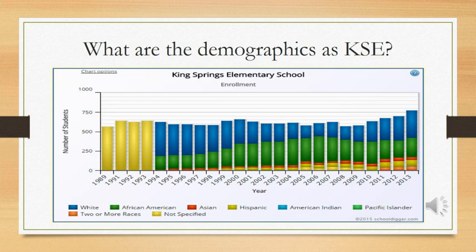What you're looking at on this slide is the demographics of KS Elementary School. So it is covering grades K through 5. And this graph goes all the way back to 1989, and you can tell that the first 4 years they were not specified, but starting in 1994 is when you really start to see the breakdown of those different ethnicities. Looking at the column that is for 2013, there were 776 students enrolled at this time.